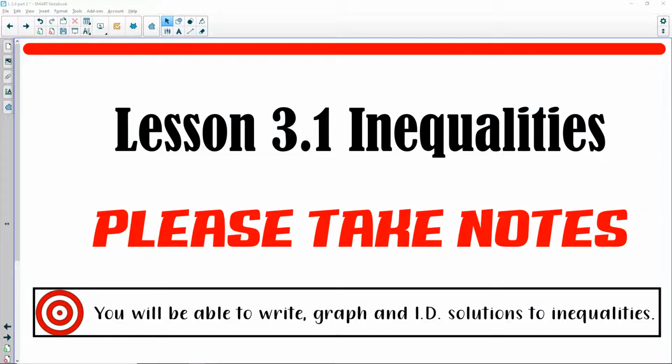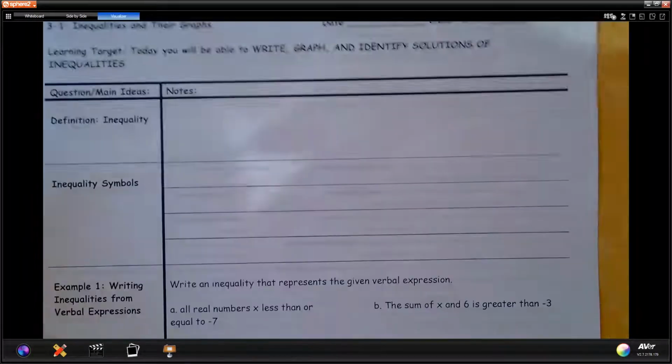All right, today we are going to look at lesson 3.1. That's on inequalities and their graphs. You should have a notes handout. I am going to go through the notes and give you some things to write down. So please follow along, take notes. If I start to go too fast, then pause the video so that you can catch up and then start it back up when you're ready. All right, here we go.